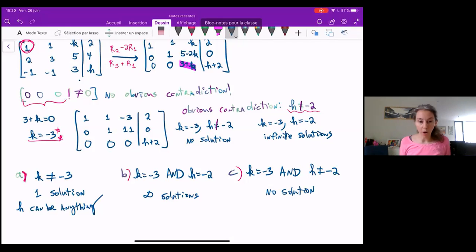So really, you're noticing these problems come down to counting pivots and figuring out what K values might cause us to not have pivots. And when we don't have pivots, do those things cause contradictions? Or if not, then we have infinite solutions.